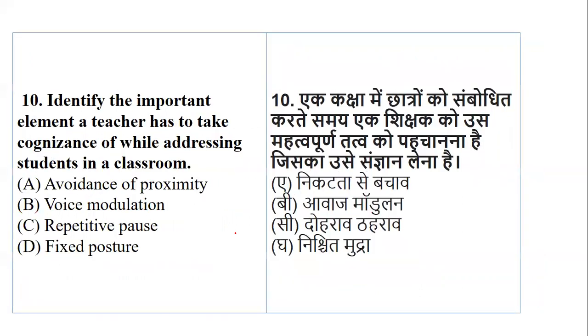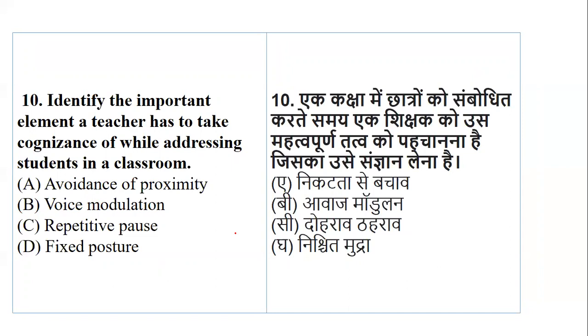Okay. Next, identify the important element a teacher has to take cognizance of, that is, consider while addressing the students in the classroom. So it is talking about teacher and student classroom communication. Whether it is avoidance of proximity, voice modulation, repetitive pauses, or fixed posture, which is one of the important elements when communication takes place within a classroom. So what is considered as avoidance of proximity?